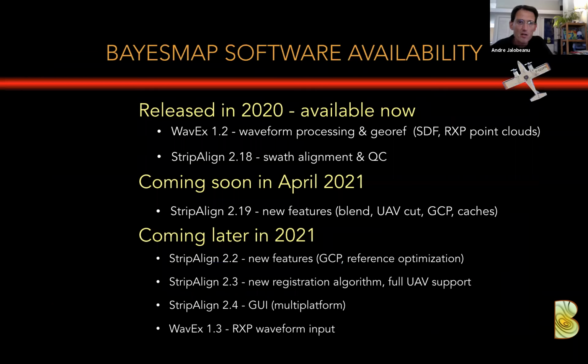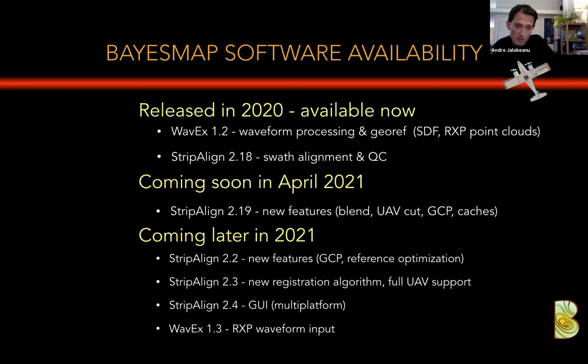Now I'm going to talk a little bit about software and feature availability to finish up. Released in 2020, available right now: WavEx 1.2 and StripAlign 2.18. Coming soon in April, StripAlign 2.19 with new features: the blend features that I showed today, the UAV automatic cut. So when you have a single file and want to cut it automatically into multiple flight lines, now StripAlign can do that. GCP improvements and features related to control, and also a better caching mechanism.